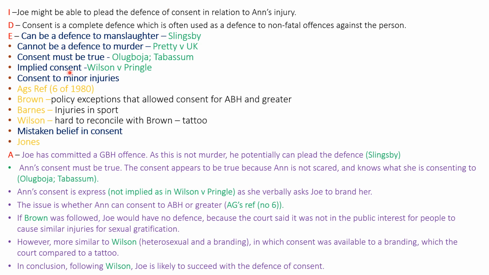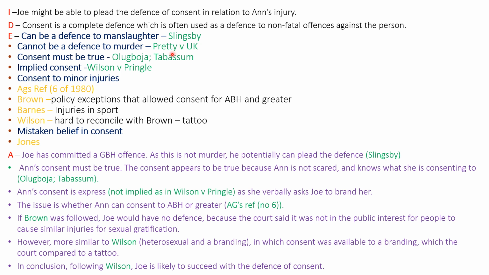Another important rule on consent is that lots of touchings that happen in day-to-day life will have implied consent applied to them. And that comes from Wilson and Pringle, which gave us the principle that in day-to-day life, we are impliedly consenting to, as the judge put it, the everyday jostlings of human life. So if you're getting onto a busy tube train, or if you're in a crowded place and you step into the road and someone grabs you to pull you back from a car, there's going to be implied consent happening there.